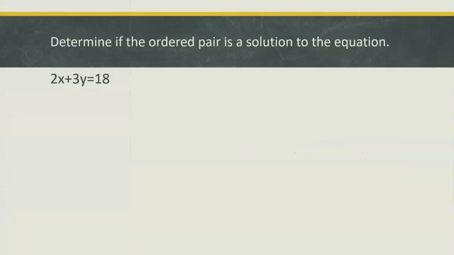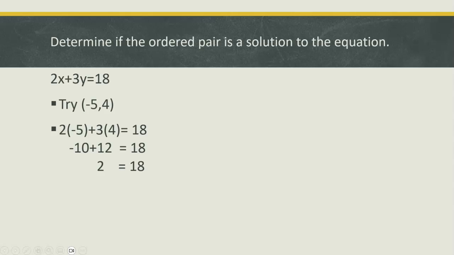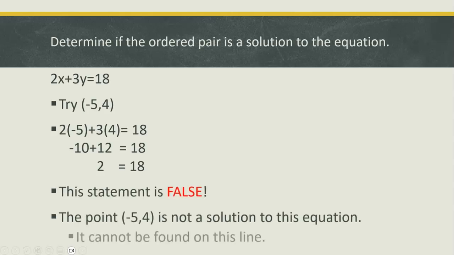So here we have a line 2x plus 3y equals 18, and we needed to determine if this point, negative 5, 4, is a point on this line. So we can plug in negative 5 for x and 4 for y, and this gives us 2 times negative 5 plus 3 times 4 equals 18. Following order of operations, we find that 2 equals 18. This is a false statement, which means that this point is not on the line and it is not a solution to this equation.